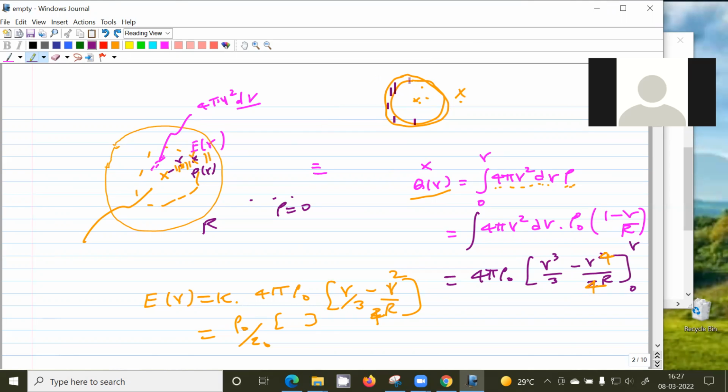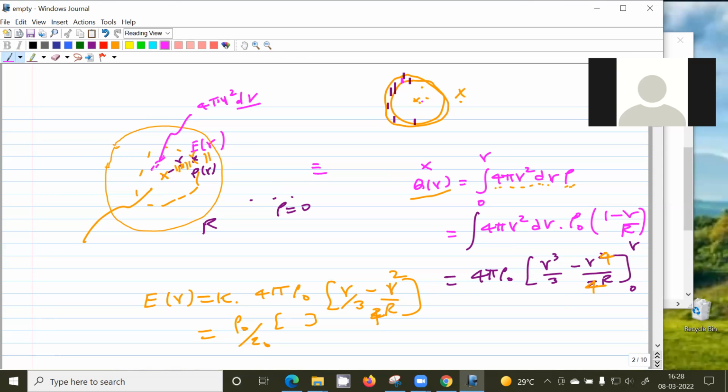See, what is the surface area of this inner sphere? 4 pi r square, right? So what is the surface area of the outer sphere? 4 pi r plus dr whole square. The difference is not much, so approximately the area of these two spheres is the same, which is 4 pi r square. So that area into this thickness will give you the volume.